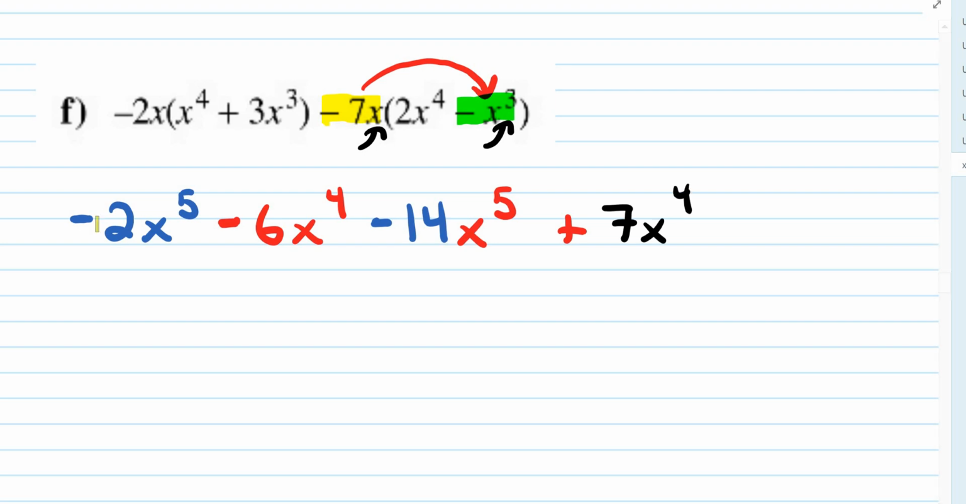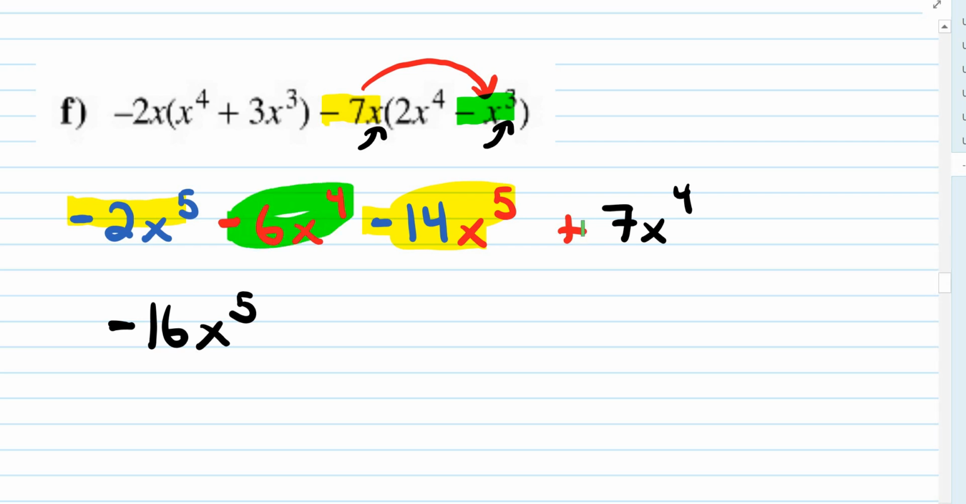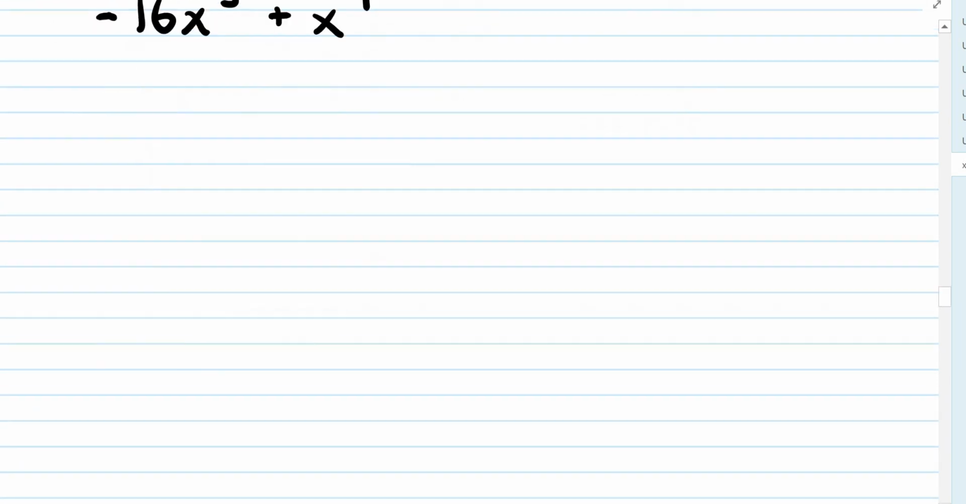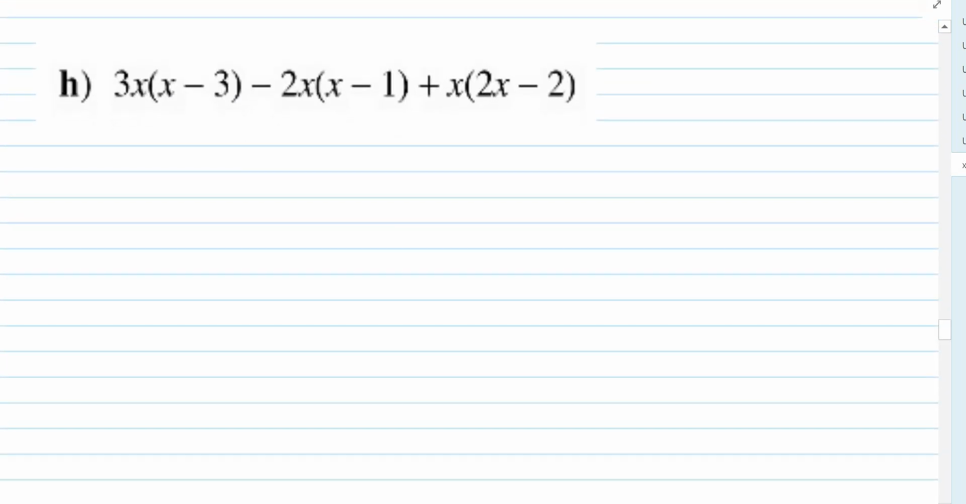Okay, and after that, we just collect like terms here. So both of these terms in yellow have an x to the power of 5. So -2 minus 14 is going to be -16. So -16 x to the 5. And then I have a -6x to the 4 and a positive 7x to the 4. So -6 plus 7 is going to be positive 1 x to the 4. And although that's correct, you can write this as -16 x to the 5 plus x to the 4. And that's it for letter F. Okay, let's move on to letter H.